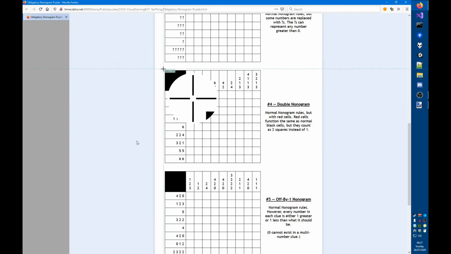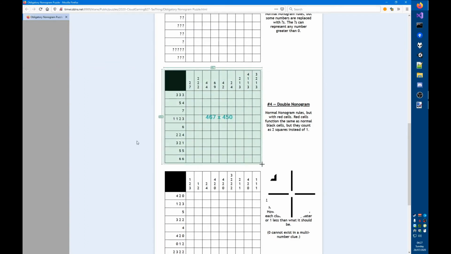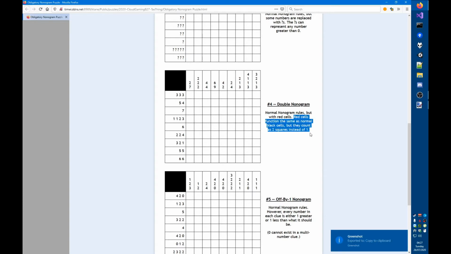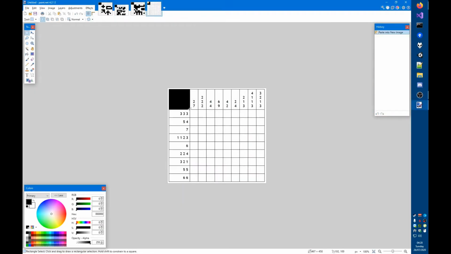We now have a double nonogram in which some cells are red, and red cells function the same as normal black cells, but they count as 2 squares. So presumably that means that when we have a 6 and a 9 here, let's transfer this first, and let's make everything gray. There we go. And now I'm going to have to use separate colors.